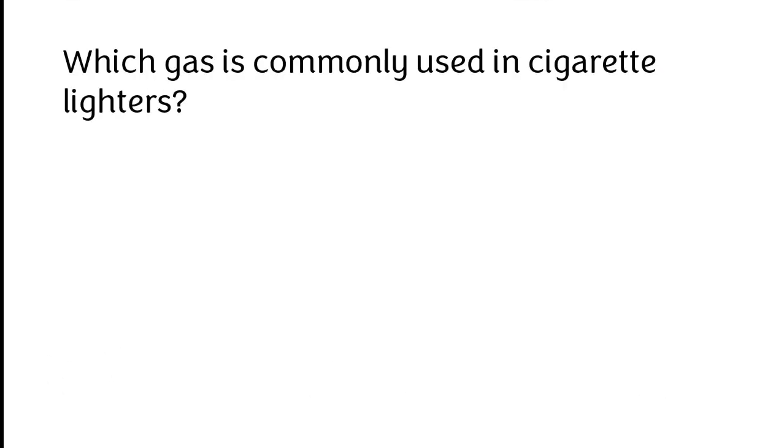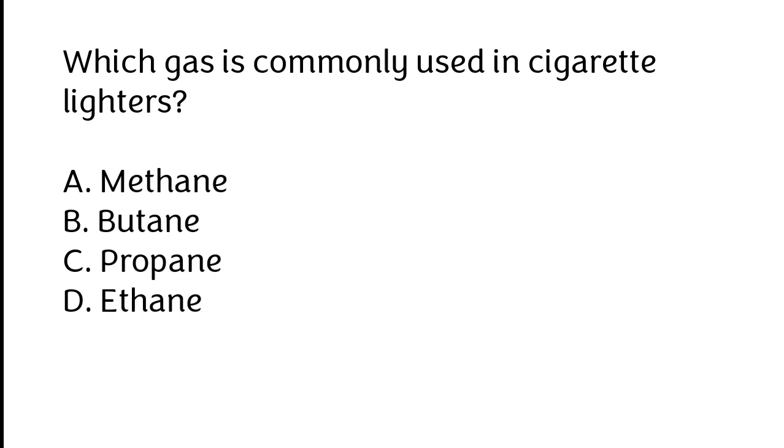Which gas is commonly used in cigarette lighters? Methane, butane, propane, ethane. The correct answer is option B, butane.